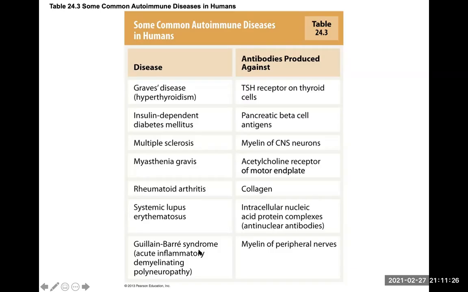And then the last one is Guillain-Barré syndrome, the myelin of your peripheral nervous system. So just note, multiple sclerosis is myelin of the CNS, whereas Guillain-Barré is myelin of the PNS. So different nervous systems there.